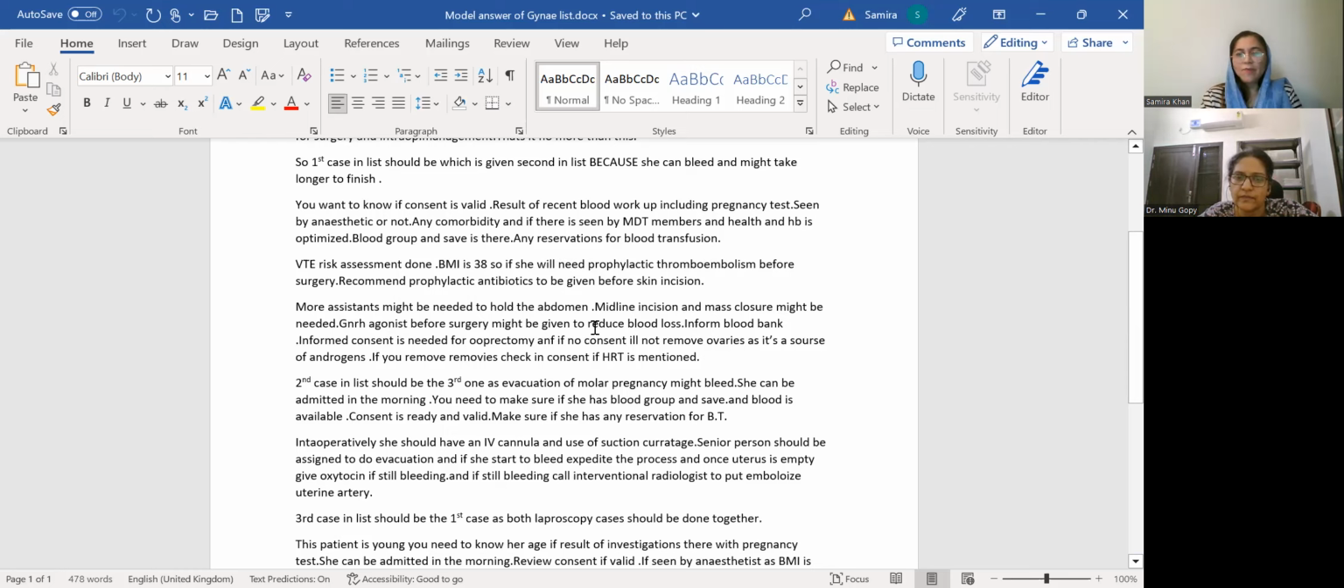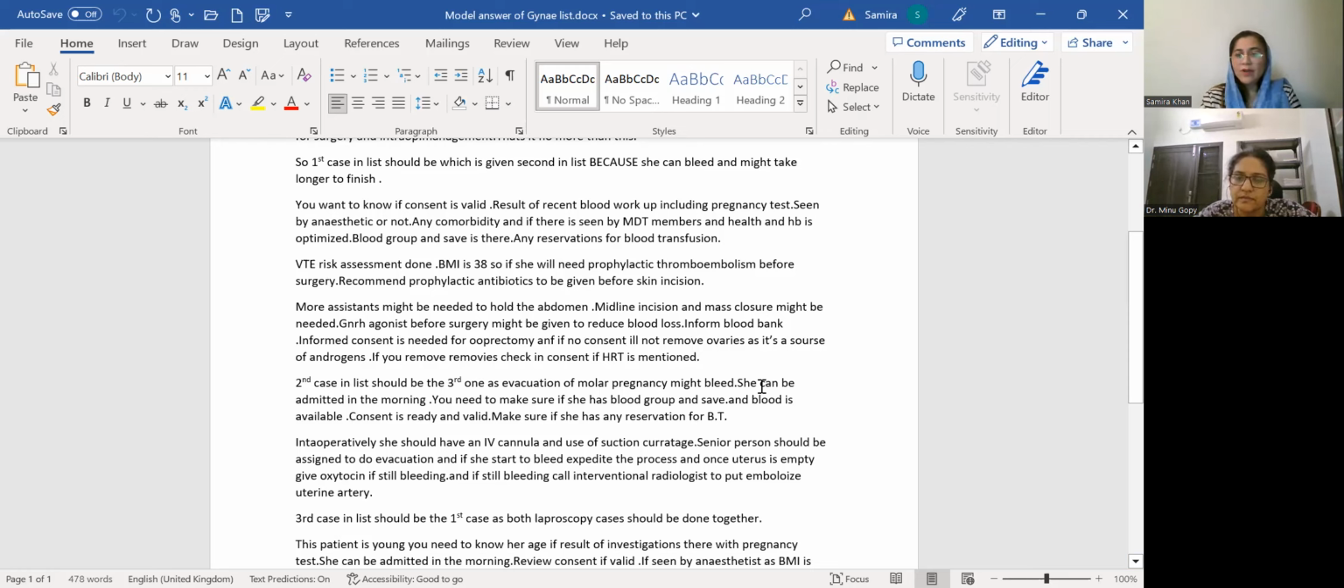Did you talk about informing the blood bank? No. Informed consent is needed for oophorectomy, and if no consent, then you will say that I'll not remove the ovaries. It's a source of androgens. If you remove ovaries, check in the consent if HRT is discussed with her or not.